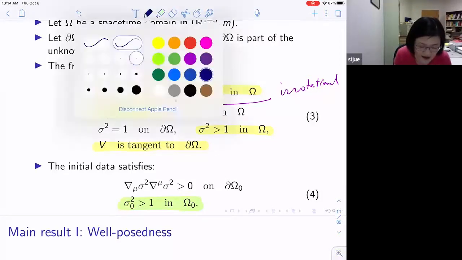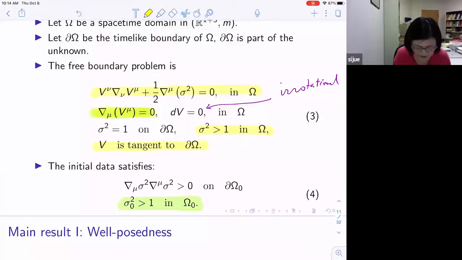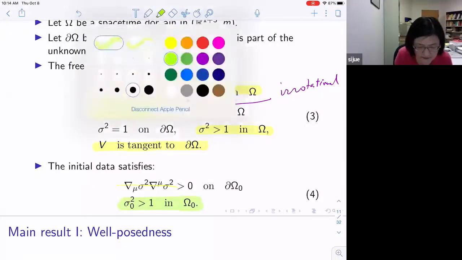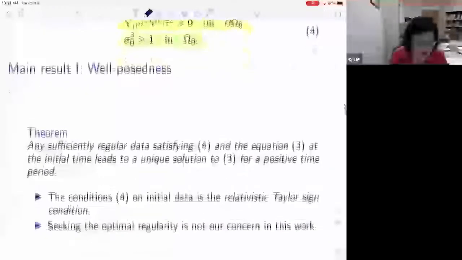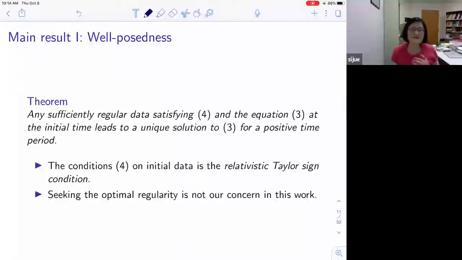For anybody who studies water waves, we need this assumption, not just the first one. Of course, the first assumption is consistent with the second, but the second is stronger. In other words, the pressure is strictly increasing along the boundary, so the pressure is increasing in the inward normal direction. Basically, the result can be stated simply.